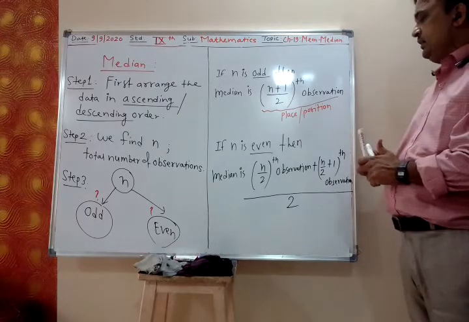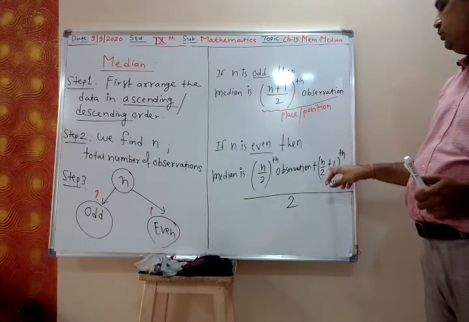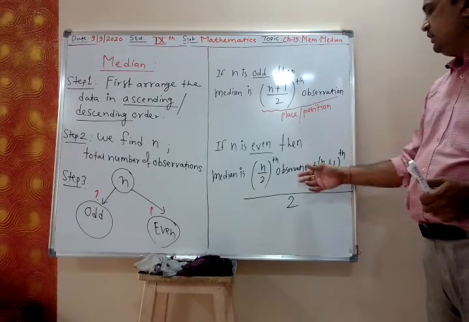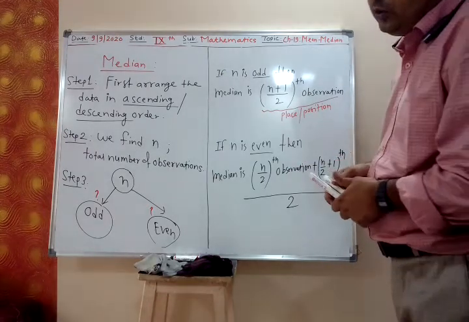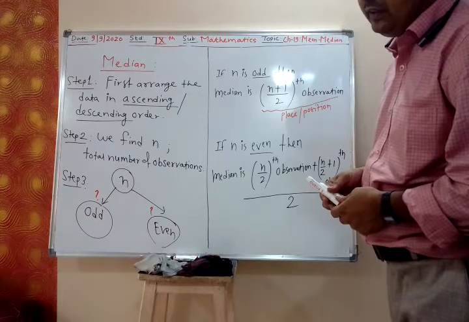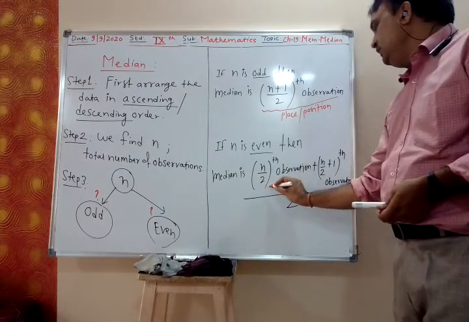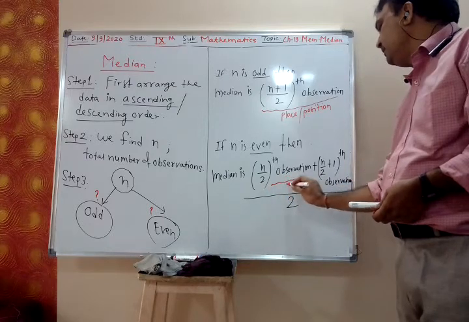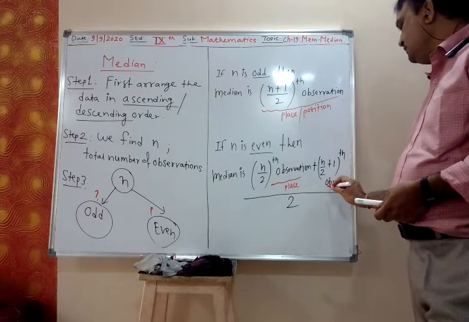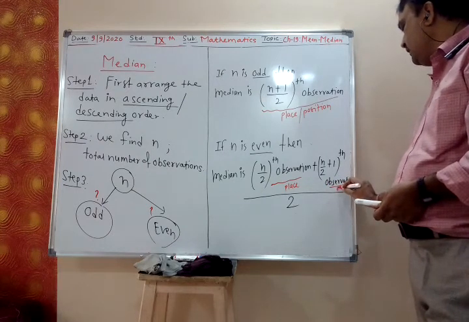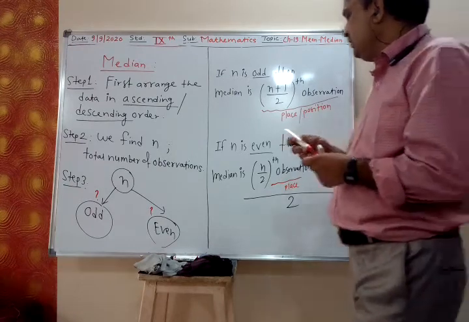This will be the median. That is the n by 2 th observation plus the n by 2 plus 1 th observation. So this observation plus this observation, divide the total by 2, and you will get the median. These two are places or positions. So we have to put the value at that position and then divide the total by 2.